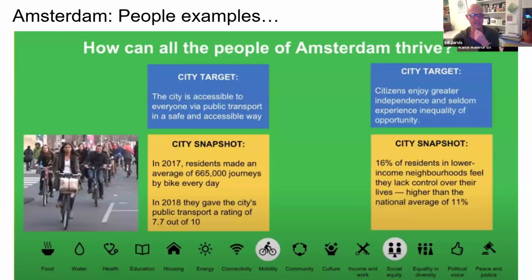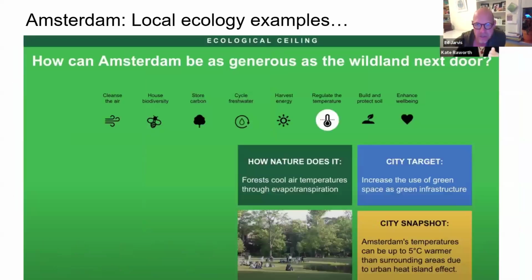So let's move on then to the local ecology one. This is relatively straightforward. This is around regulating the temperature in the city. If you take 2 streets in the same city, the one with more trees in it is not just going to look nicer, it's also going to feel cooler. That's what trees do, and it can actually be quite significant.